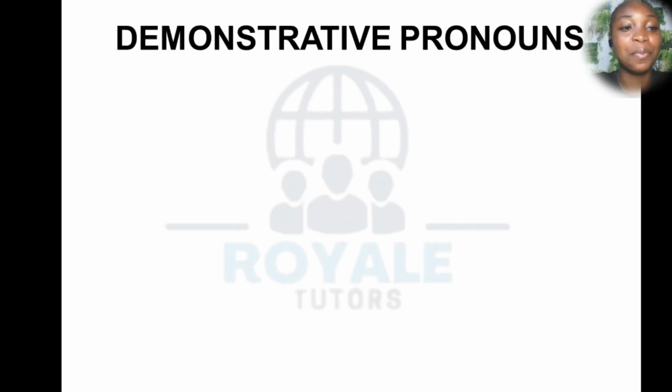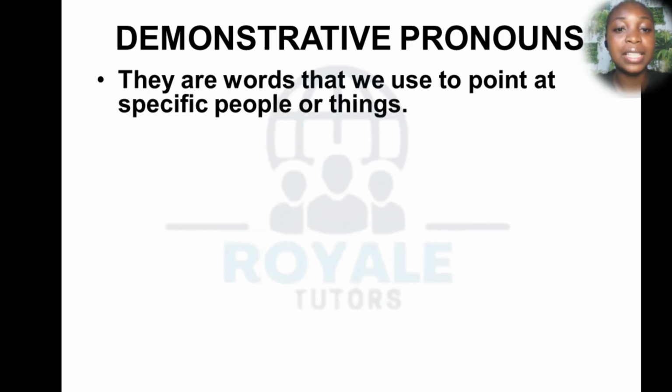Now, the next type of pronoun is demonstrative pronoun. Can you say demonstrative pronoun? That's good. So let's look at the meaning. They are words that we use to point at specific people or things. You know what point at is? Point at specific people or things.